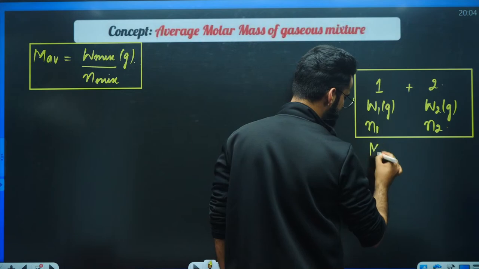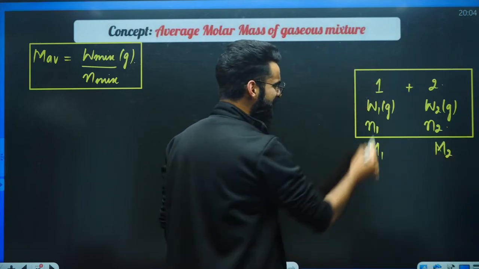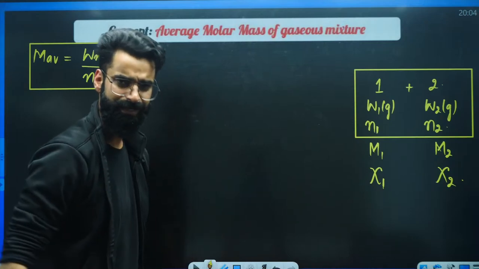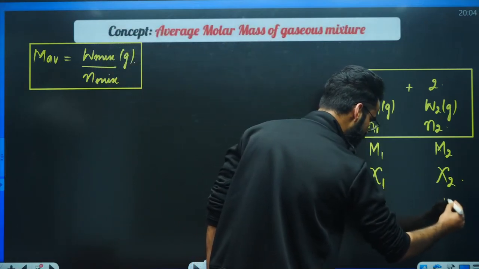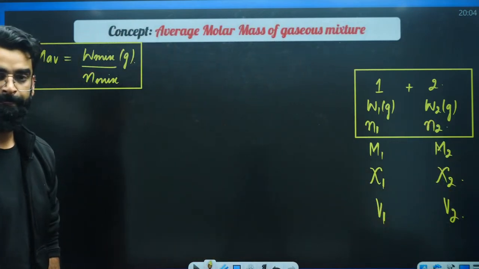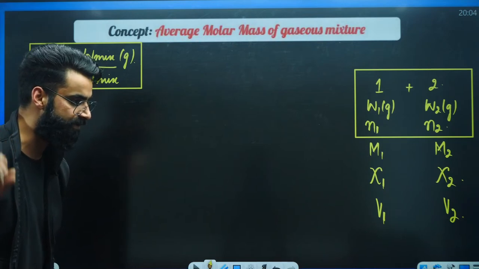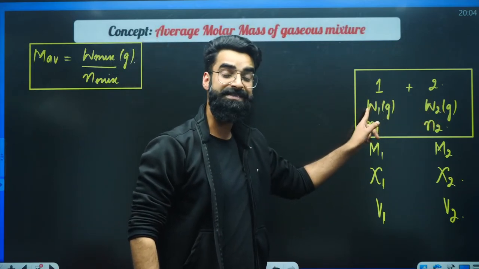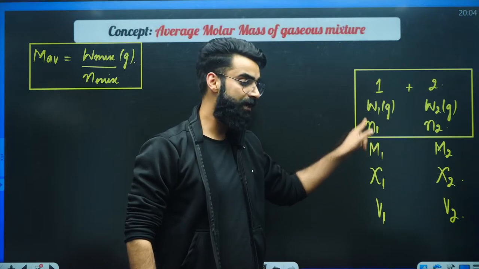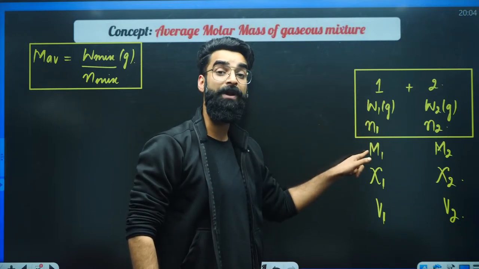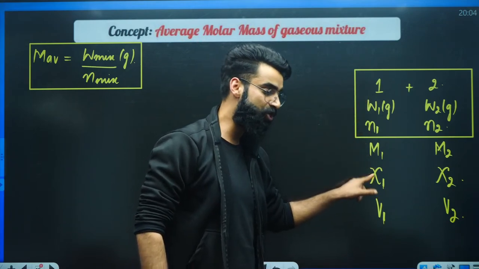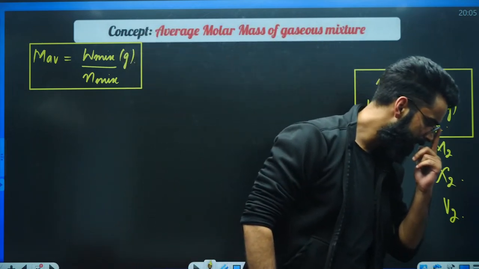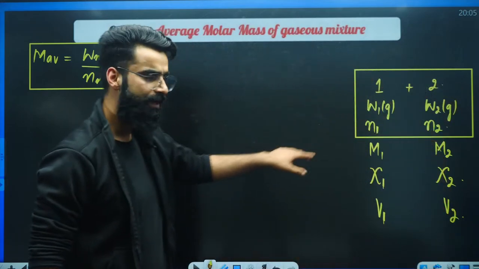Let's say the molar mass of gas 1 is M1, the molar mass of gas 2 is M2. Let's assume the mole fraction of gas 1 is chi1, the mole fraction of gas 2 in the container is chi2. Let's say the volume of gas 1 in the container is V1, the volume of gas 2 in the container is V2. I'm giving you all the possible results from which the question can be asked. Understand, people. We have two chemically non-reacting gases. W1 stands for the mass of gas 1 in the container. N1 stands for moles of gas 1 in the container. M1 stands for molar mass of gas 1. Chi1 stands for mole fraction of gas 1. V1 stands for volume of gas 1. Now, dear students, understand.